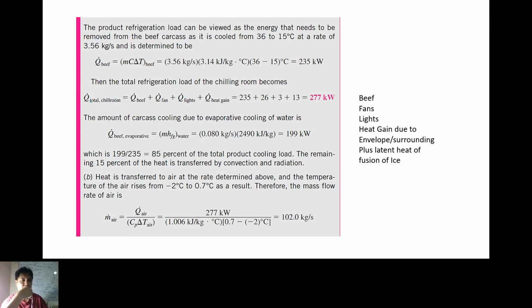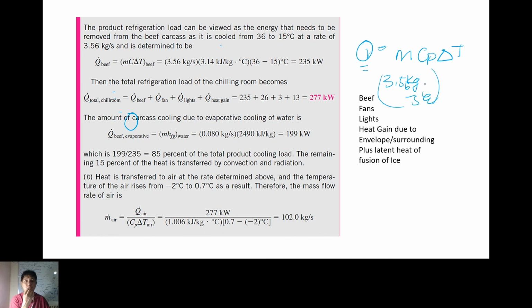Kasi may mass flow na, di ba? Ng air, ng init, dadaloy sa katawan ng beef papunta sa tubing ng evaporator. So, ang formula natin ay mCp delta T. Yung m natin na-compute kanina, 3.56 kilogram per second.